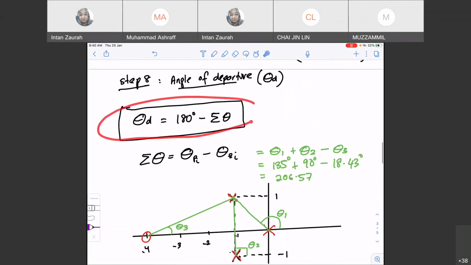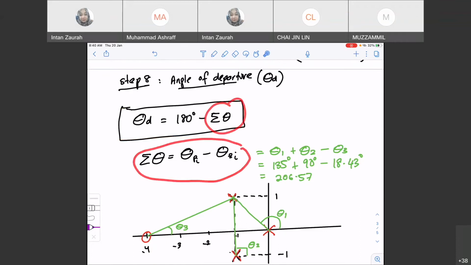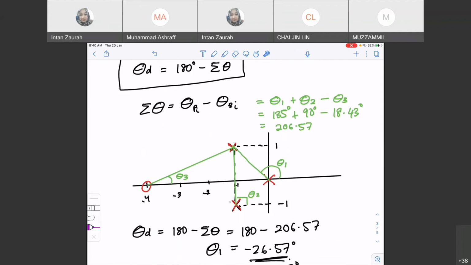And angle of departure is given by this following formula. Theta d is equal to 180 degrees minus sum of angle. And this sum of angle, if you have pole to pole, it will contribute positive angle. If it's pole to 0, like this one, this will contribute a negative angle. So in this case, how do I measure the angle? Horizontal to the vector, from that pole to the other pole, from that pole to that 0. So the angle is like that.